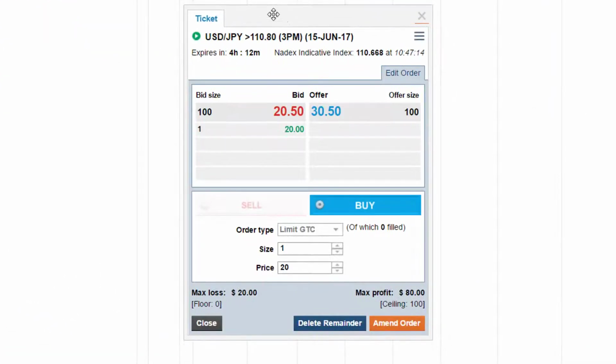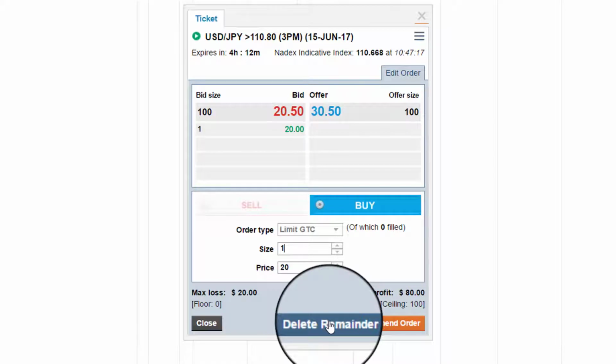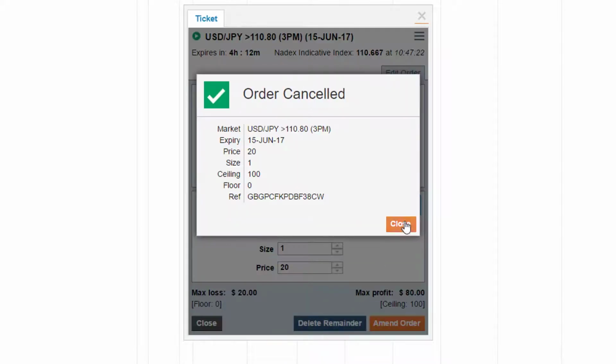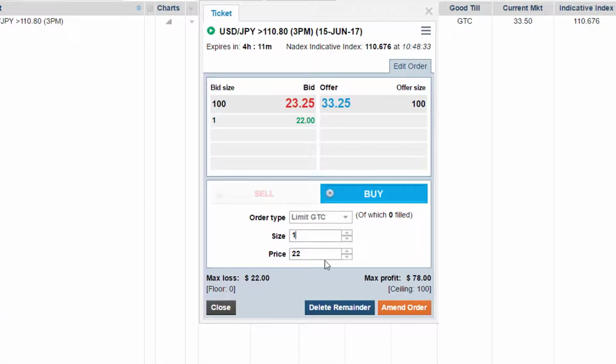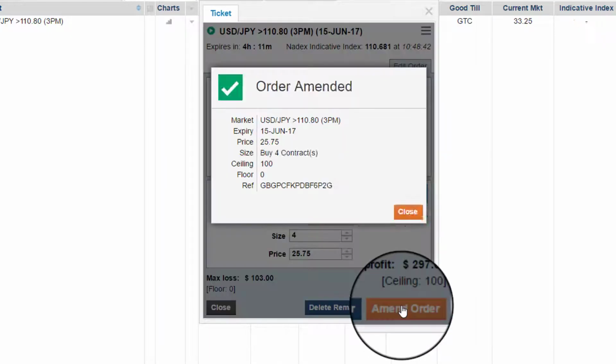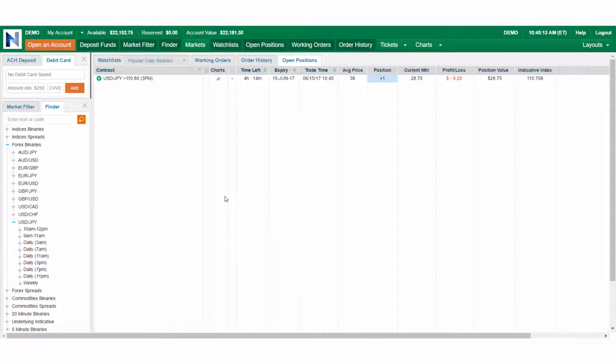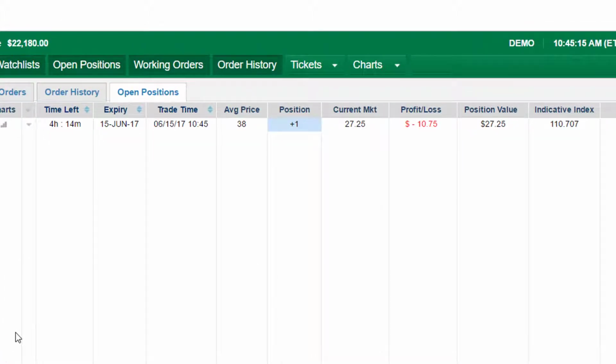To cancel a working order, click to open the ticket and click Delete Remainder. To change it, adjust the size and price and click Amend Order. When filled, it moves to Open Positions.